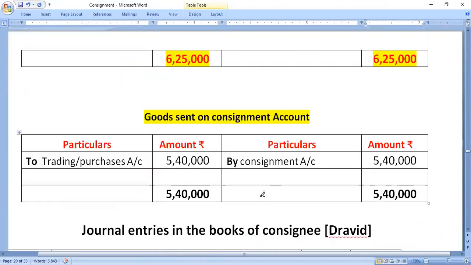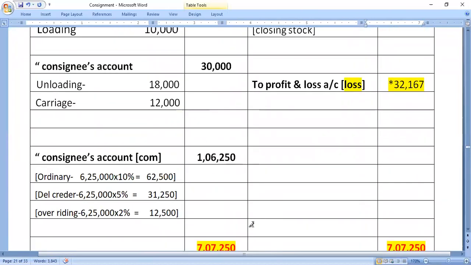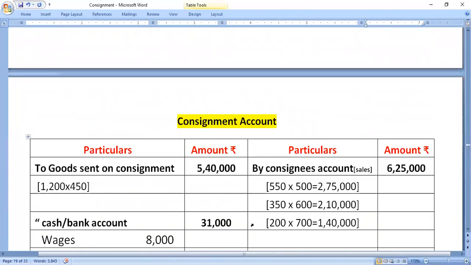After completion of the consignee's account, we have one more account, goods sent on consignment account, my dears. As usual, the entries we passed in the last problem are the same entries passed here also, just the amount will be changed. That is, credit side by consignment account, goods sent on consignment account to consignment account 5,40,000. Debit side to trading or purchase account 5,40,000, my dears. So it tallies for 5,40,000 rupees. So these are the journal entries and ledger accounts in the books of Sachin, my dears.